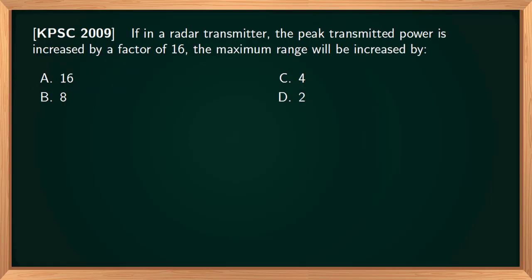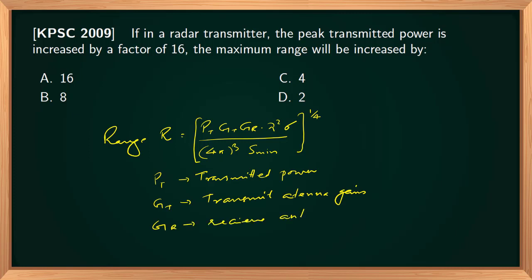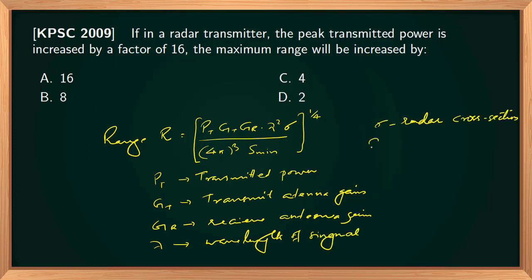Here we have a question from radar range. If in a radar transmitter, the peak transmitted power is increased by a factor of 16, the maximum range will be increased by what factor? The radar range equation is radar range R equal to (Pt into Gt into Gr lambda square sigma by 4 pi whole cube S minimum) whole to the power of 1 by 4, where Pt is transmitted power, Gt transmit antenna gain, Gr receive antenna gain, lambda wavelength of signal, sigma radar cross section, and S minimum is the minimum detectable signal.